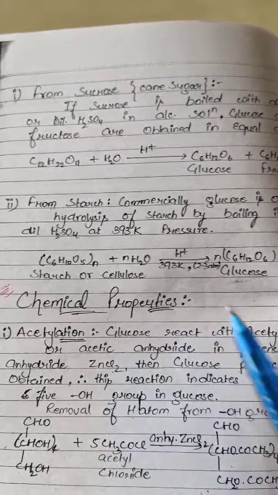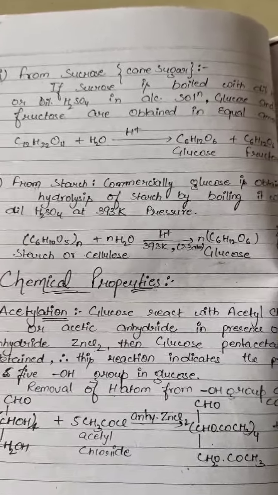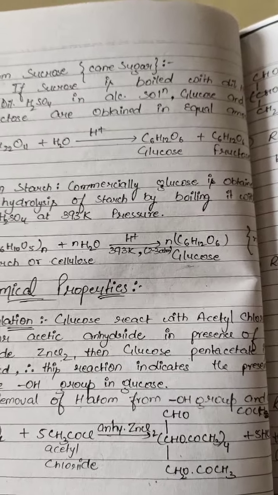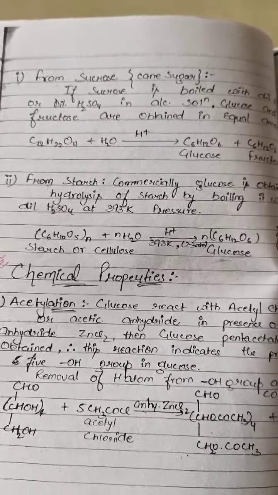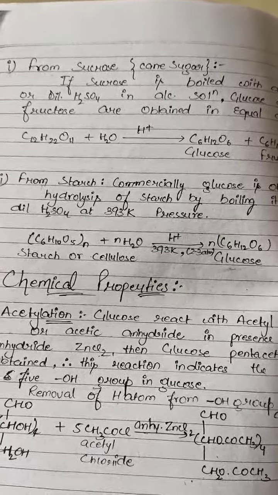Understood? Chemical properties we will do next time. Thank you, students, and have a nice day. And beta, please write all these things down in your copy. I don't want to say it again and again. Okay, I want to finish your syllabus as fast as possible. Then we will do the practicals and we will do the revision also. Thank you, students.